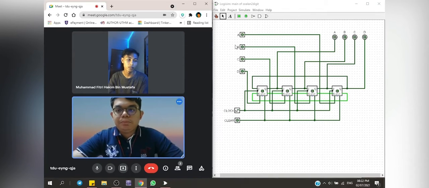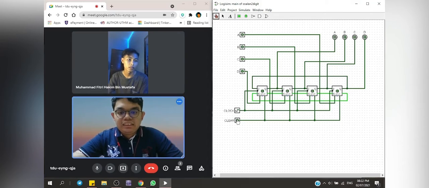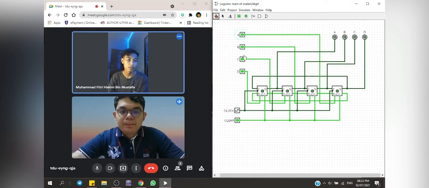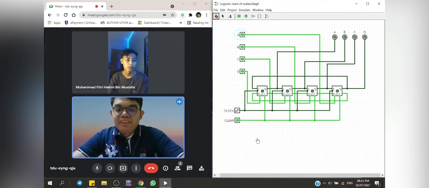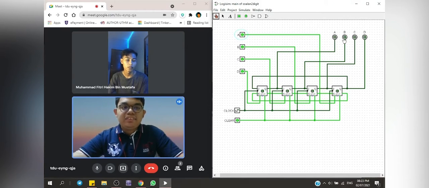First, mode operation, line number 1, clear 1, the input D1, C1, B1, A1, and the output will be D0, C0, B0 and A0.